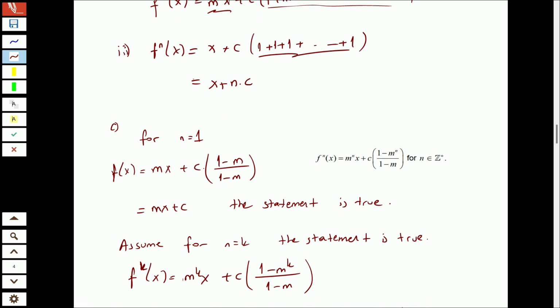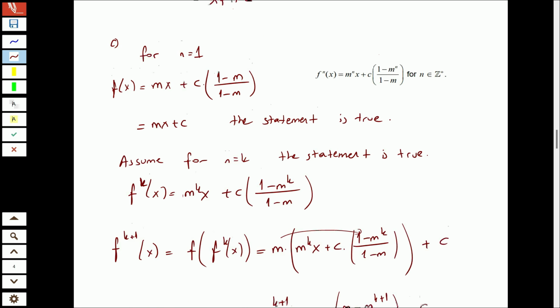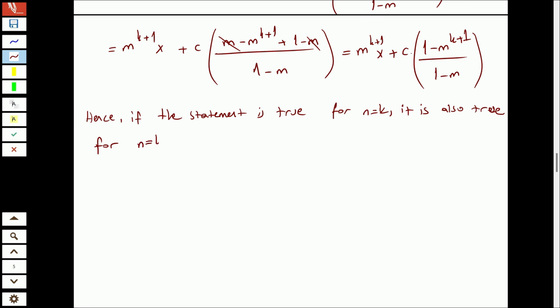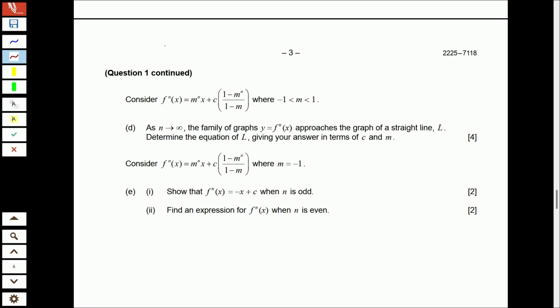So we showed that, hence, if the statement is true for n equal k, it is also true for n equal k plus 1. Therefore, it is true for all n. Yeah, that's it. The next question is, consider the n composition.